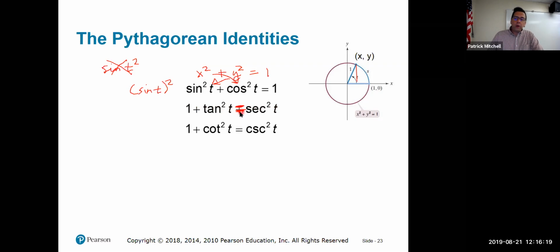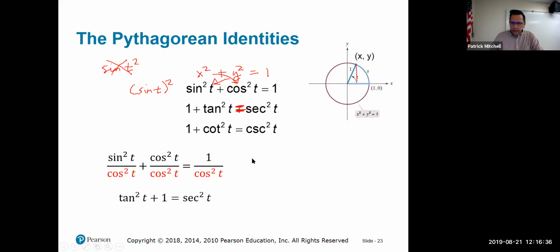So every time I need one of these identities, and I do need them fairly often, I want to show you how I get them. I actually derive them from sine squared t plus cosine squared t equals 1. So here is how I get the second one. I start with sine squared t plus cosine squared t equals 1, and then I divide everybody by cosine squared t. That I can remember to do.